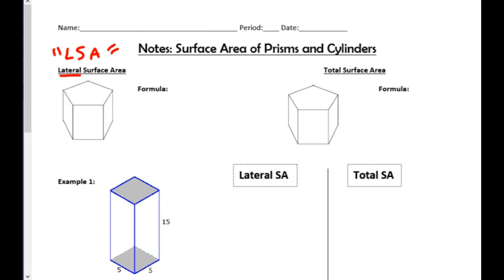Okay, so lats are only on the side. So lateral surface area is only on the sides, which means no bases. You can write that down, please. Lateral surface area is only on the sides. It does not include the bases, okay?